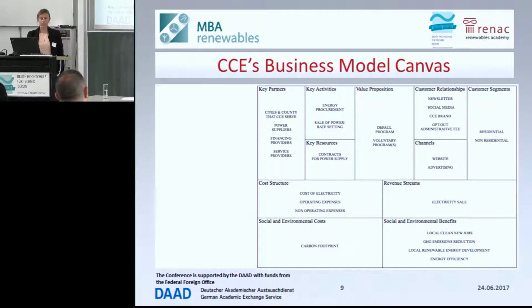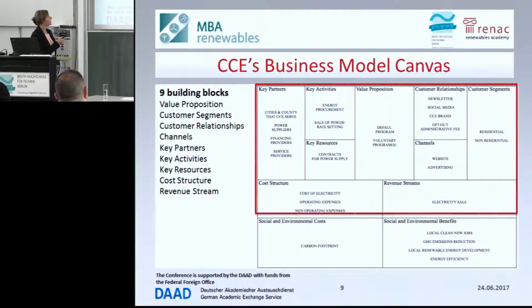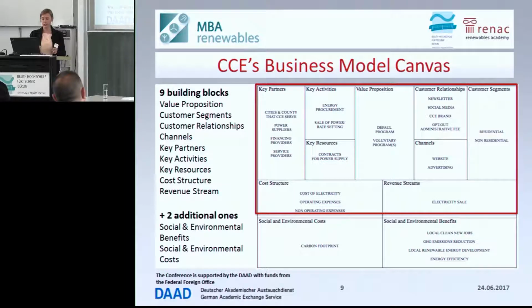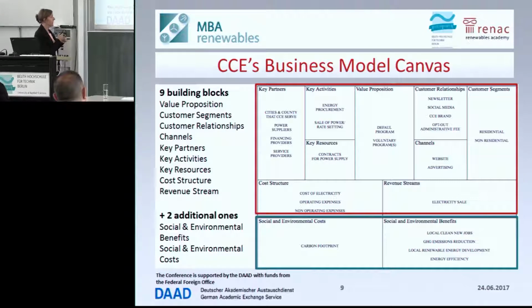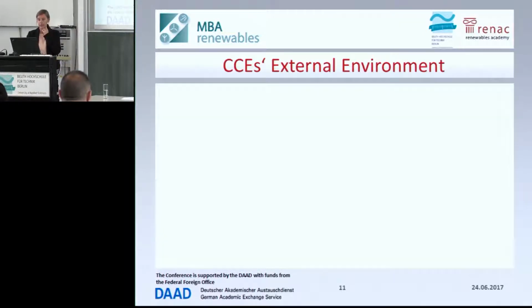Community Choice Energy Business Model Canvas. I analyzed the business model canvas, so the normal 9 building blocks here, which include value proposition, customer segments, customer relationship, and so on. But then I added 2 additional ones, which include social and environmental benefit and social and environmental costs. And so talking about the triple bottom line approach.